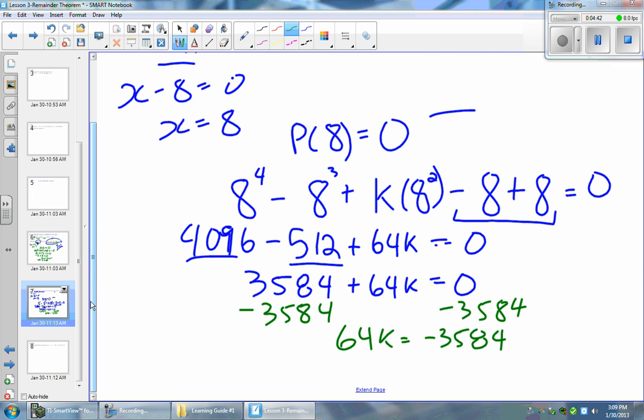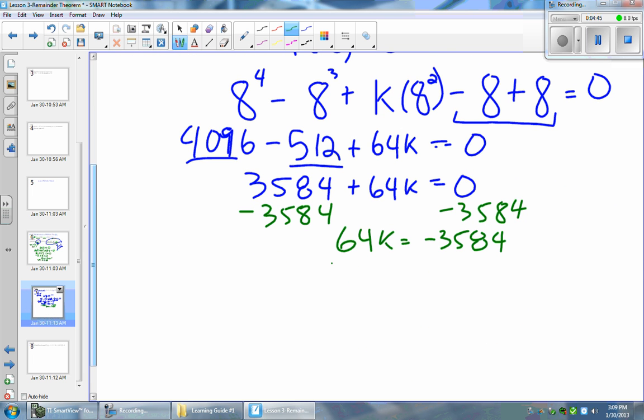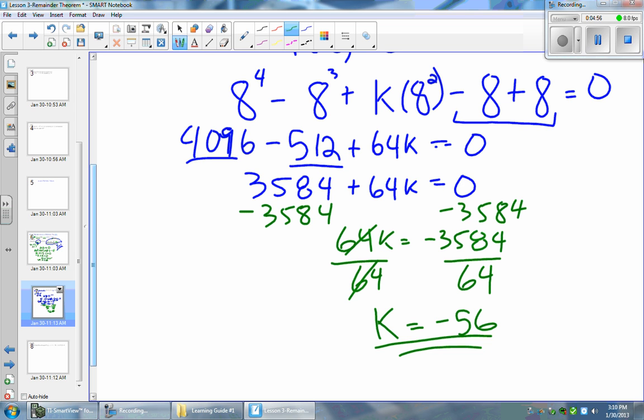Last step, I see the finish line here. We want to divide both sides by 64. And once we do that, these cancel out, and I'm left with a k value of negative 56. So that is my little introduction of the factor theorem.